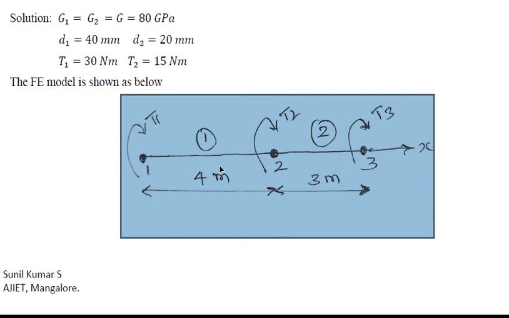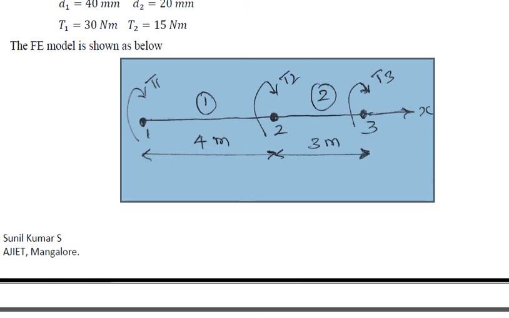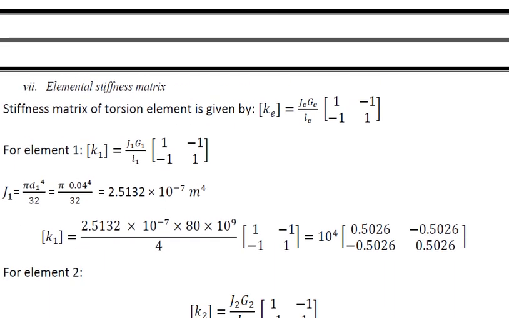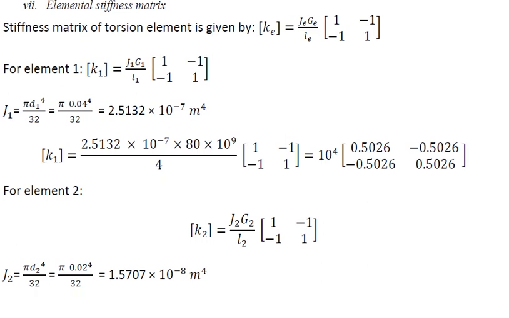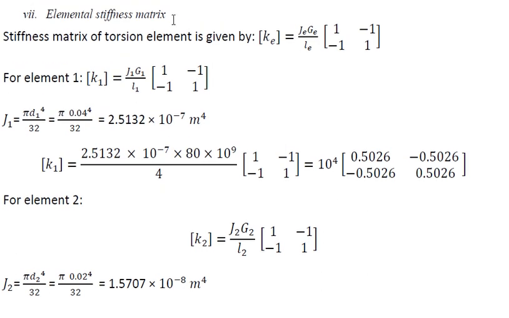finite element model. T1 is the moment at node 1, T2 is the moment at node 2, T3 is the moment at node 3. So there are three nodes. Pi 1 is the rotation at node 1, pi 2 is the rotation at node 2, pi 3 is the rotation at node 3 about the x-axis. Now the solving of this problem is the same as that of the bar. The first thing to do is to solve for the elemental stiffness matrix, and then add each elemental stiffness matrix to form the global stiffness matrix.